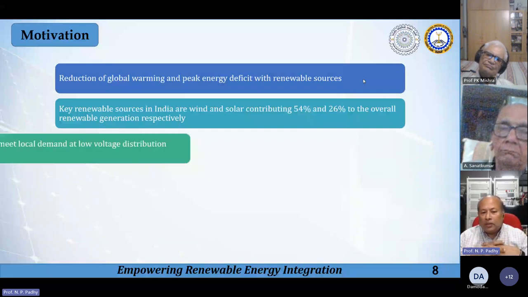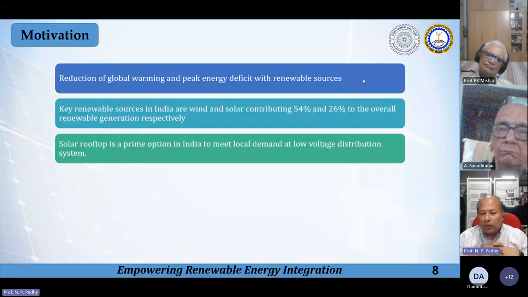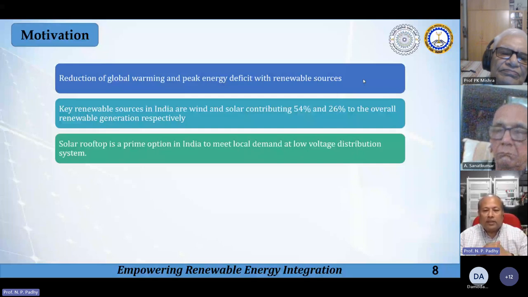Now, solar rooftop is a prime option in India to meet local demand at low voltage distribution systems, because all the government buildings do have free rooftops. You cannot put your PV plants just anywhere because space is a constraint, and land is so expensive that no one can afford to give it for solar installations. But the government rooftops are already available to us free of cost. So the government initiated the program of putting rooftop solar across all the government buildings.